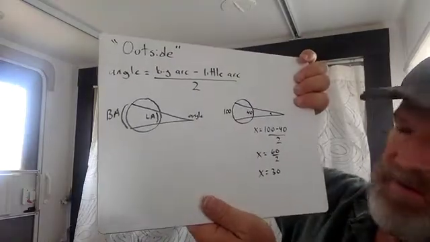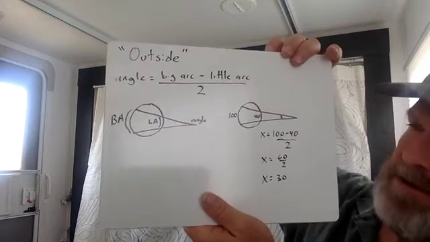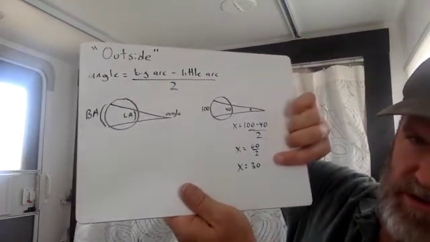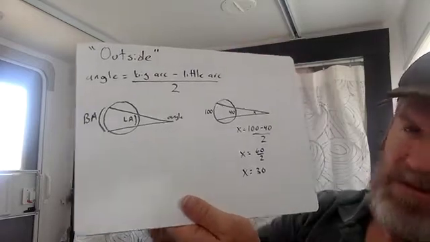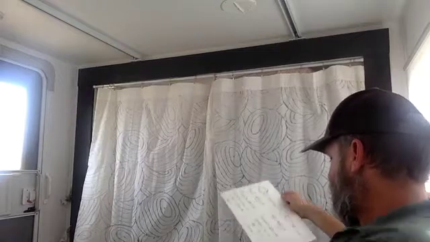So here's an example of that. If the big arc is 100 and the little arc is 40, then you do 100 minus 40, and you get 60. Divide 60 by 2, and you get 30, and that's how many degrees are in the angle, and it's that simple. Now, not every problem is going to be solving for the angle.